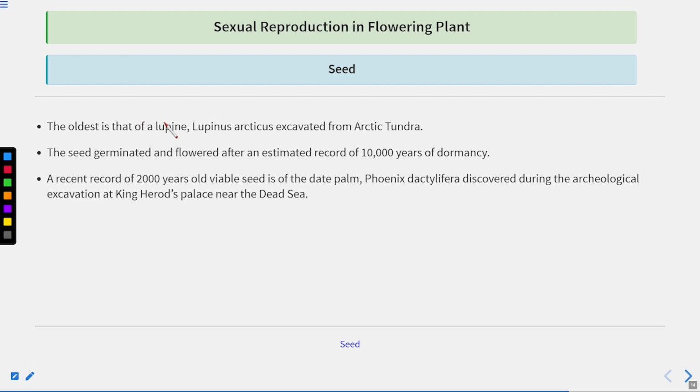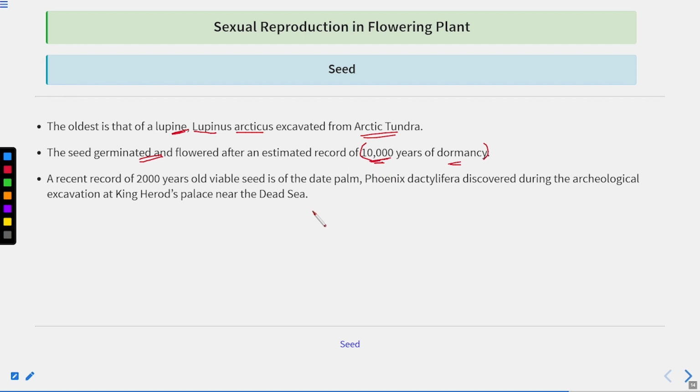So the oldest is that of the lupine. Lupine, what is the scientific name? Lupinus arcticus. This is excavated from the Arctic tundra. Now the seed germinated and flowered after an estimated record of 10,000 years of dormancy. So you can see dormancy was for 10,000 years, and after that also the seed germinated.